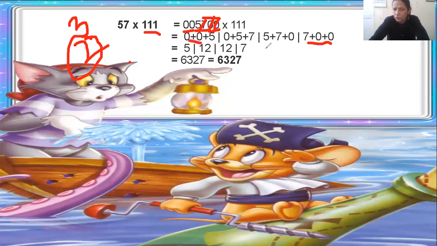Now you have to solve it out. You see 7 plus 0 is equal to 7. So I have written here 7. Now 5 plus 7 plus 0 is equal to 12. So I have written here 12. Now put a slash. Now 0 plus 5 plus 7 is equal to 12. So I have written here 12. Now put the slash. Now 0 plus 5 is equal to 5. I have written here 5.